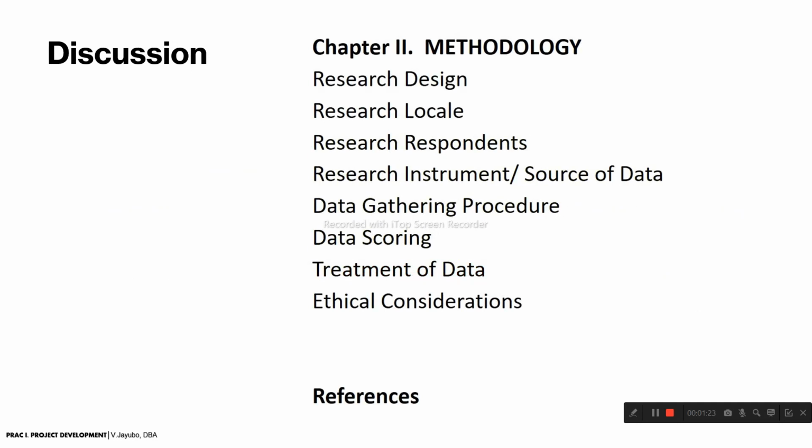The discussion on Chapter 2 is all about research methodology. What's inside Chapter 2? Research design, locale, respondents, instrument, data gathering procedure, data scoring, the treatment of data, and the ethical considerations, along with the references. So make sure the references you had in your Chapter 1 are saved, okay? All the data in your RRL and in your framework of the study must be saved because it will be included in the references.